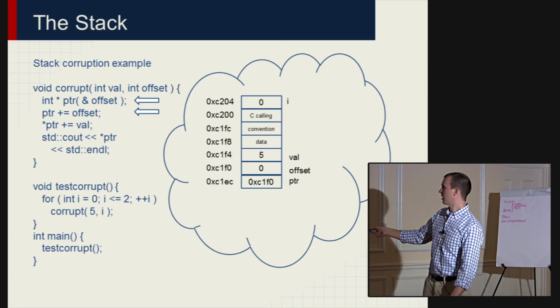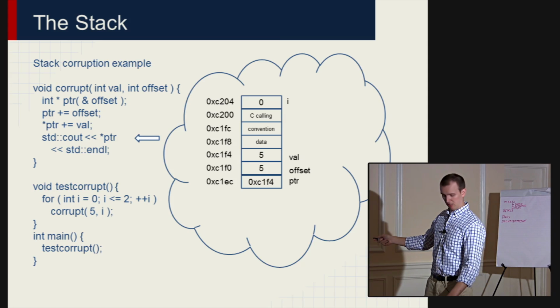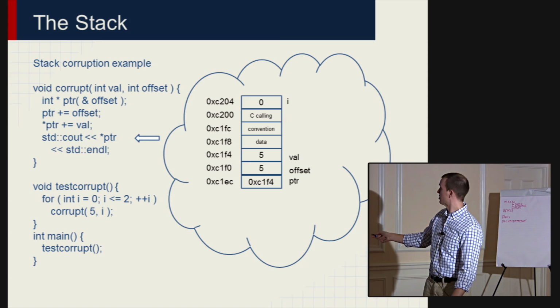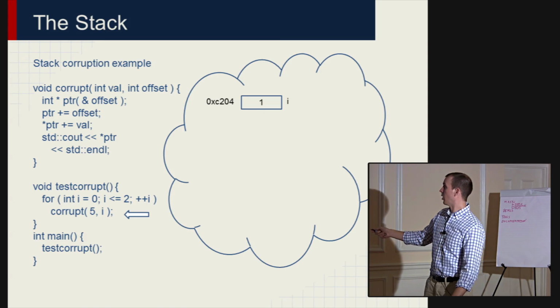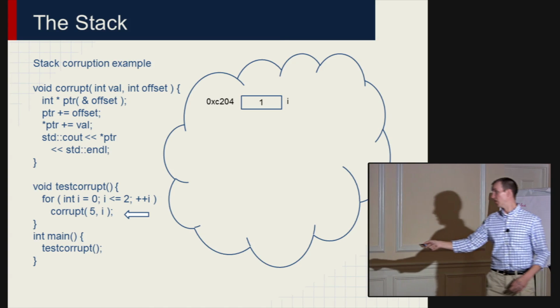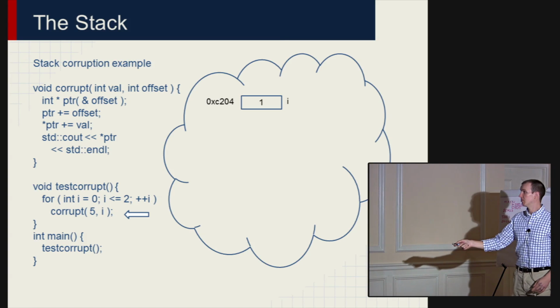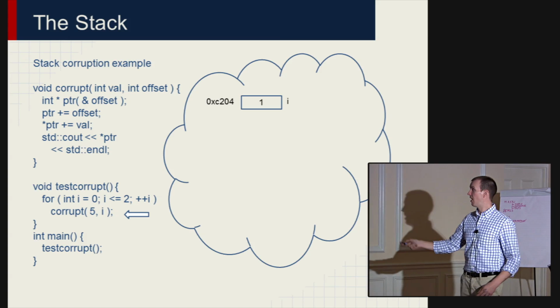Then I'm going to increment pointer by offset, which is 0. So it just stays put. And then I'm going to change the contents of pointer by val. And so it becomes 5. I animated something else there that I didn't mean to. Sorry. Okay, the next iteration through this, I'm going to call corrupt again with 5 and 1.